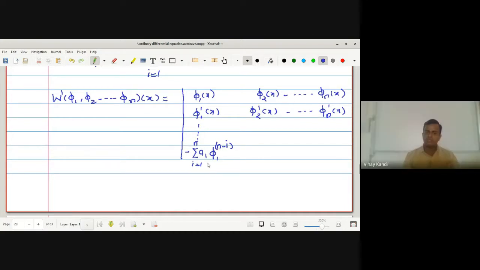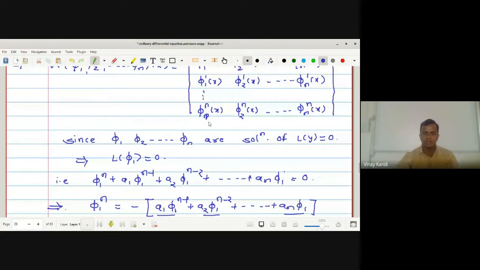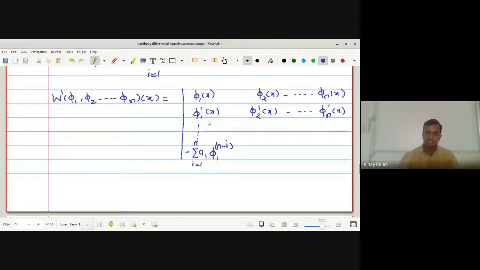Yes sir, the value of phi raised to n is put here. Okay, so hence the second term is minus summation i running from 1 to n, sorry, the a_i. Okay, a_i into phi 2 raised to n minus i, up to so on minus summation a_i phi n raised to n minus i of x. Okay, any doubt? i running from 1 to n.